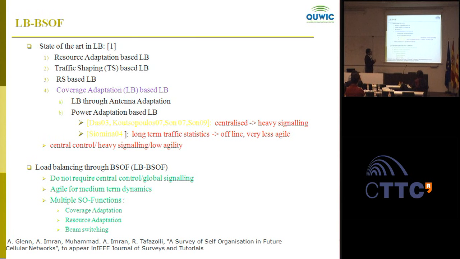Okay, so this particular work is based on this reference signal power adaptation, and again the solutions which have been proposed so far are mostly centralized, and that's why they tend to have low agility and heavy signaling is required. But the solution we are going to discuss here is again distributed, and it relies on multiple mechanisms: coverage adaptation, resource adaptation, and beam switching. Beam switching does not mean beam forming here. Beam switching means beam switching on the relay station, if the relay station is allowed to change its parent base station.